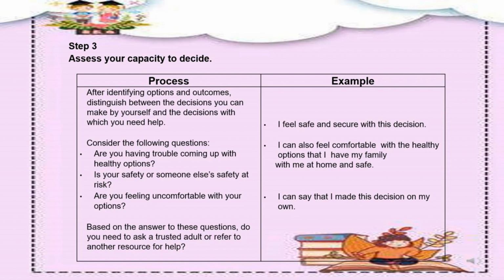Example. I feel safe and secure with this decision. I can also feel comfortable with the healthy options that I have: my family is with me at home and safe. I can say that I made this decision on my own.